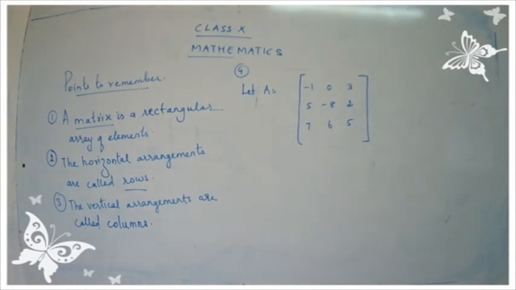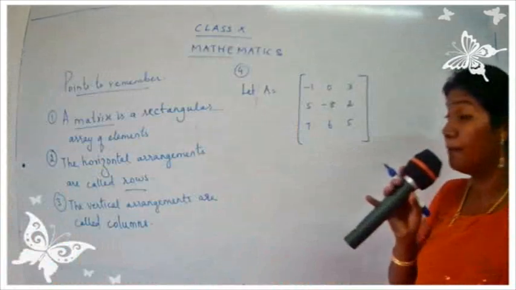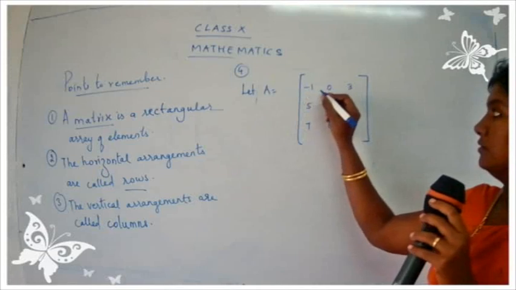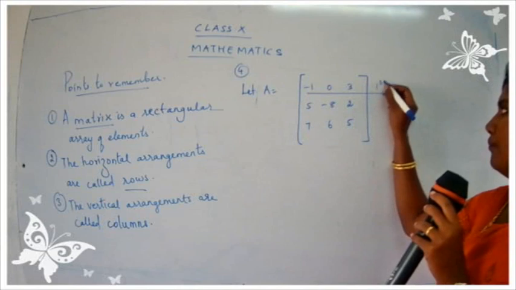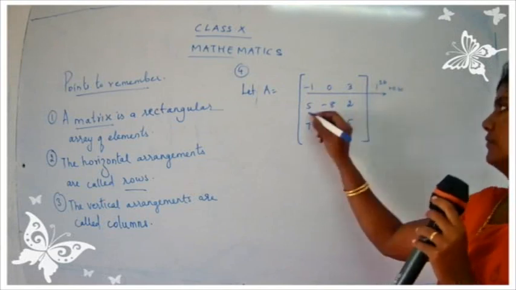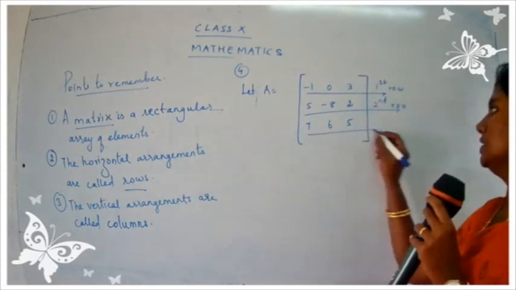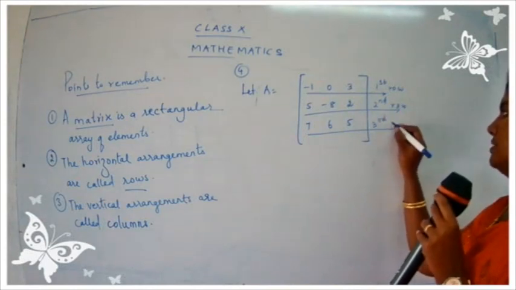Now here I am going to write down the details. You are going to use your pencil to fill the details. Take your pencil. You have to draw a line using your scale. This is the first row. Second row. Third row. Clear? First row, second row, third row.